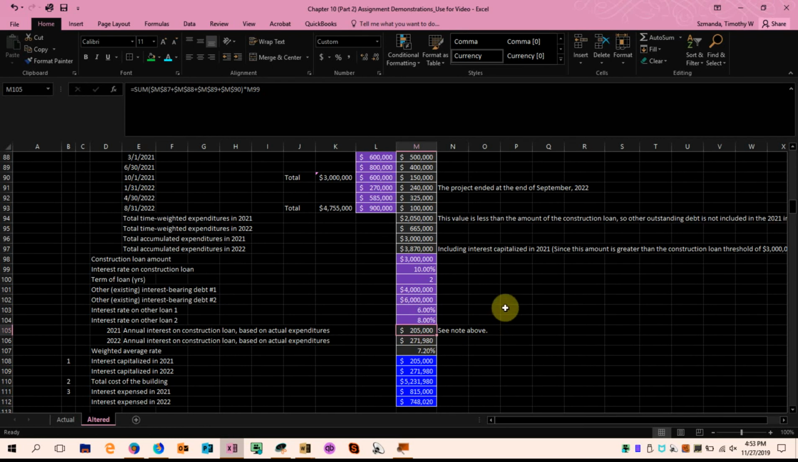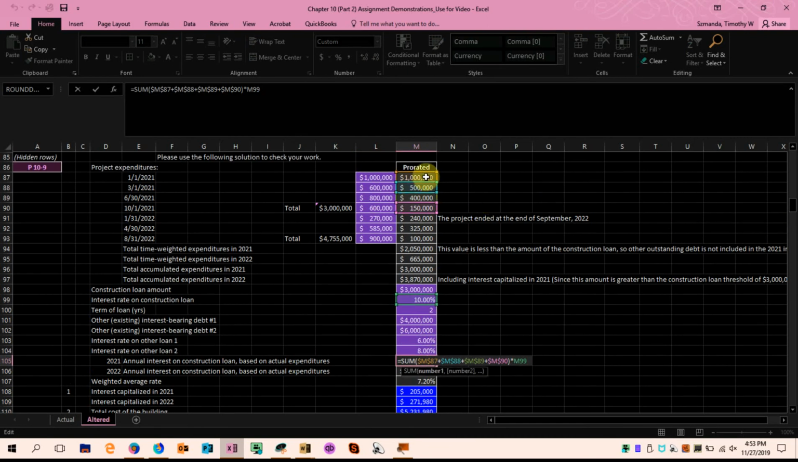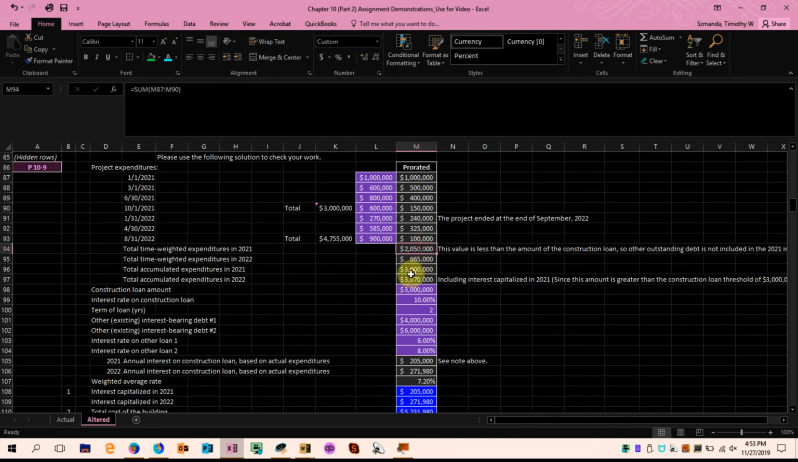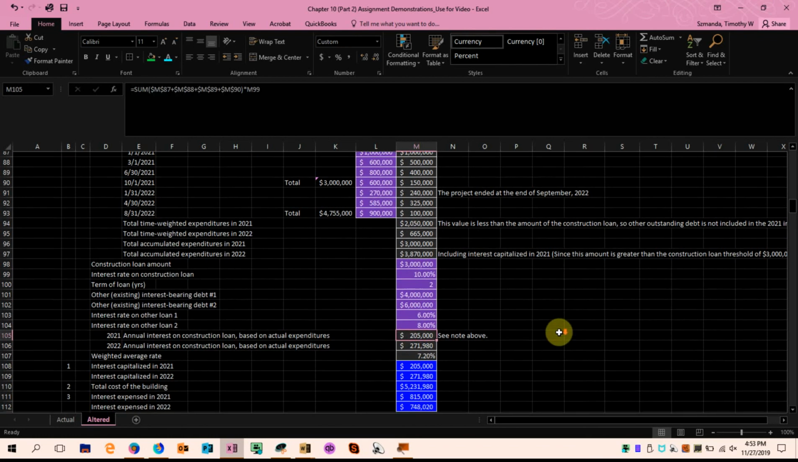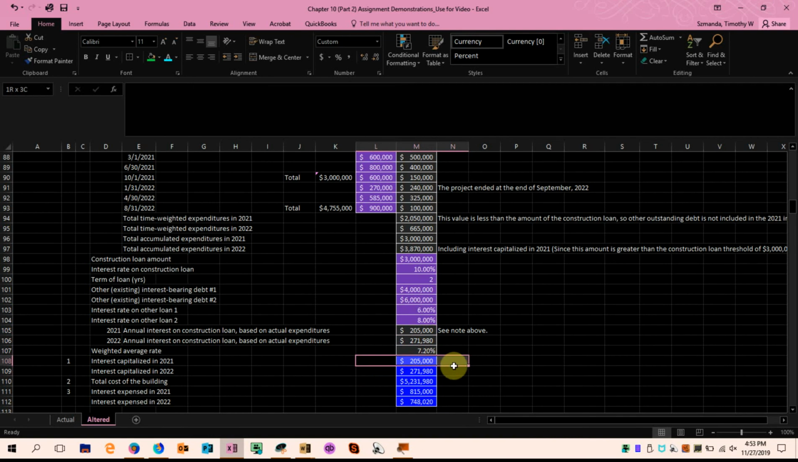And we arrived at that by taking the sum of the, we'll scroll up here, the 1 million prorated expenditure, plus 500,000, plus 400,000, plus 150. And then add them together, and then we'll just multiply it by the 10%. Since the loan is outstanding all year, for purposes of this construction loan, we'll just multiply the prorated expenditures times 10%. So we have $2,050,000 times 10%. I could have just as easily calculated the $2,050,000 times 10% directly. We arrived at $205,000.